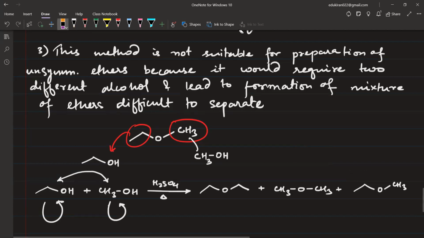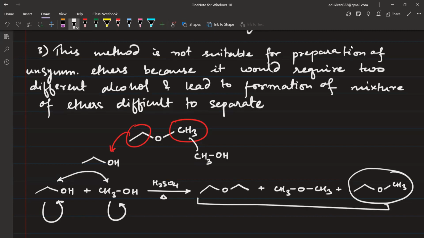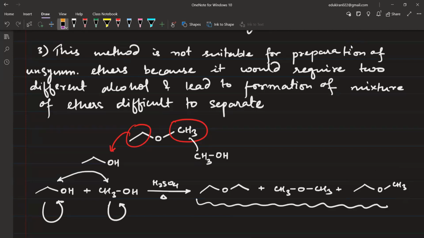Another thing is that this particular ether can be used only if I can separate it from the mixture of these 3. And the separation will be very difficult, because all of these ethers will have similar properties. Property means their boiling point will be similar. That is why I cannot use distillation. Their polarity will be similar. That is why we cannot use chromatography.